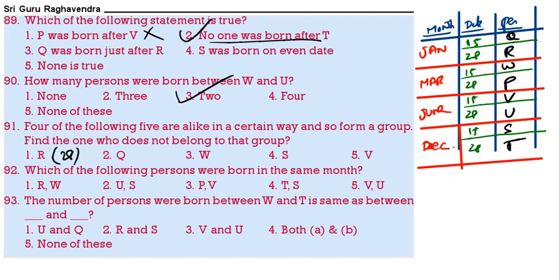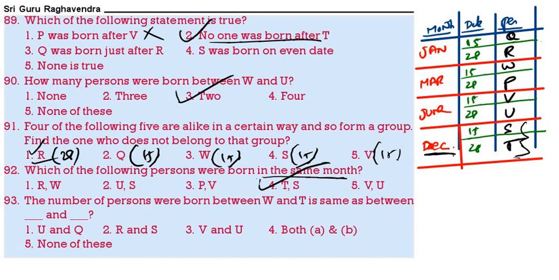R 28, Q 15, W 15, S 15, V is also 15. So R is the odd one out. Which of the persons were born in the same month? S and T. Both S and T were born in December.